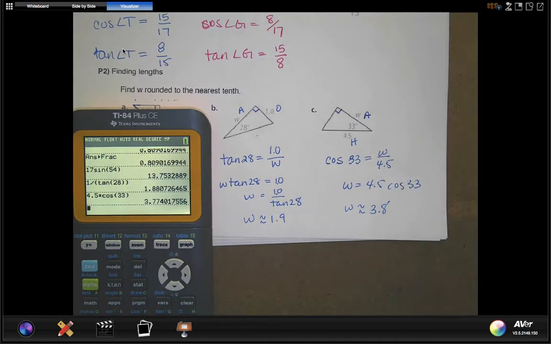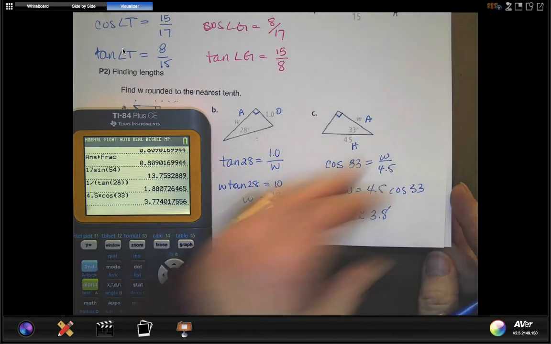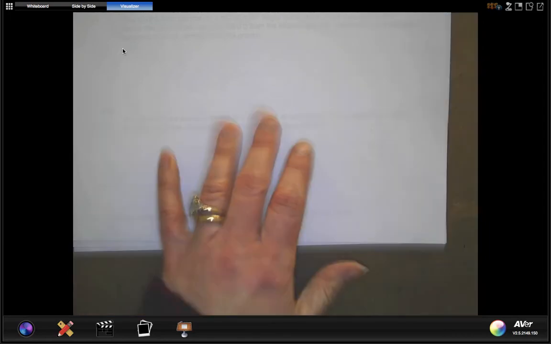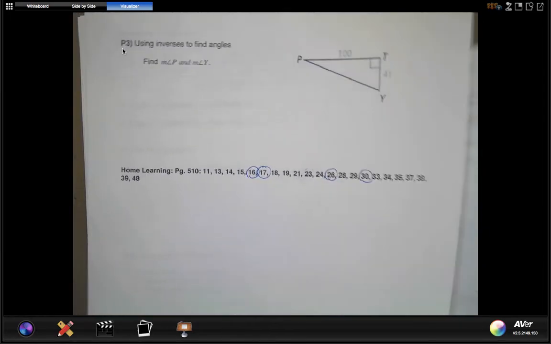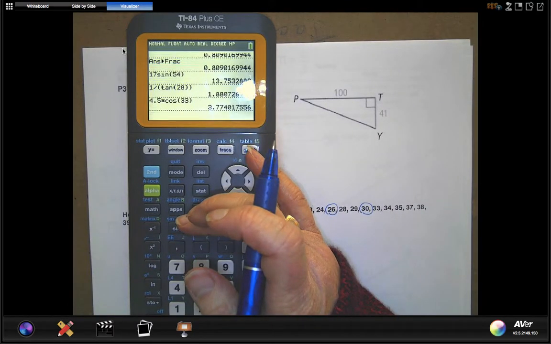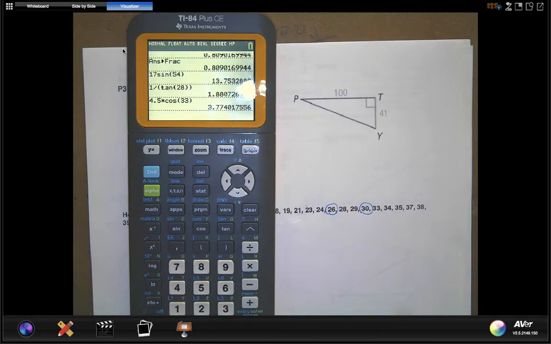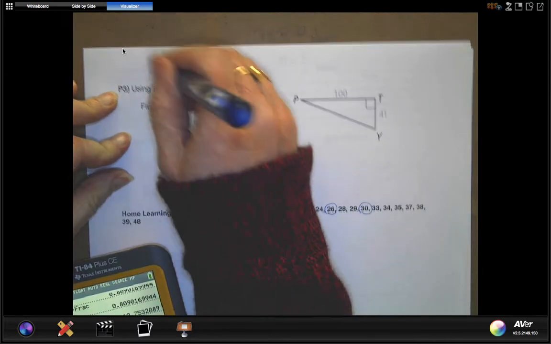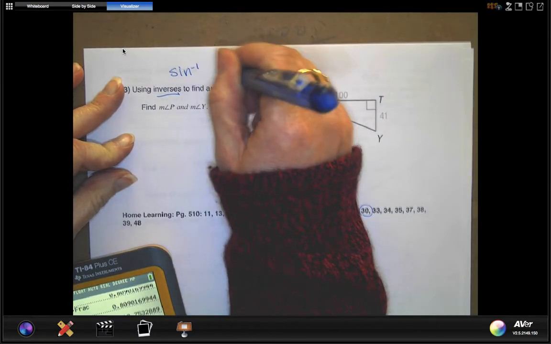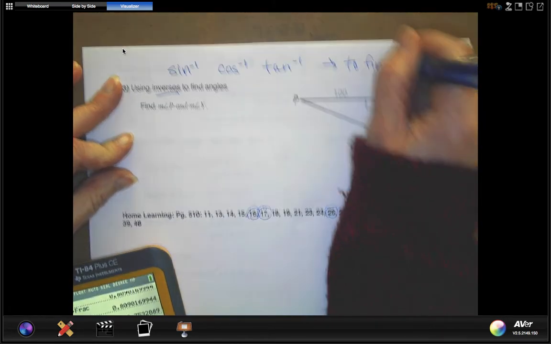Okay, all right. So we can use the sine, cosine, tangent functions to find sides. What if I want to go backwards and find angles? If you look on the calculator, above the sine, there's sine to the -1, cosine to the -1, tangent to the -1. Those are my inverse functions. So all of these ones allow me to find angle measures.